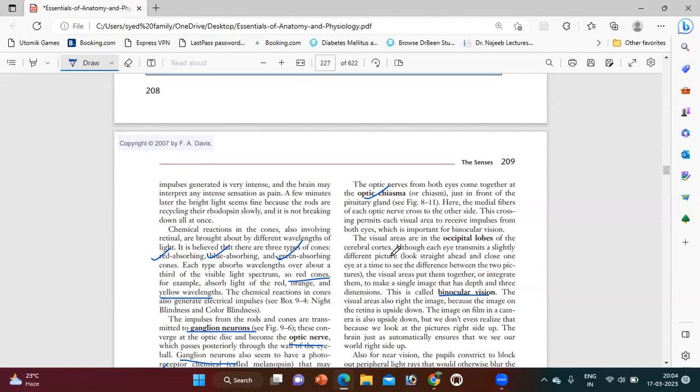So basically, with the help of these absorbing cones only, we can identify all the types of colors. When light enters and reflects on the rods and the cones, the rods will detect the light and the cones will detect the color. They have different types of cones: red, green, and blue. By this mixture only, we can identify the different colors.